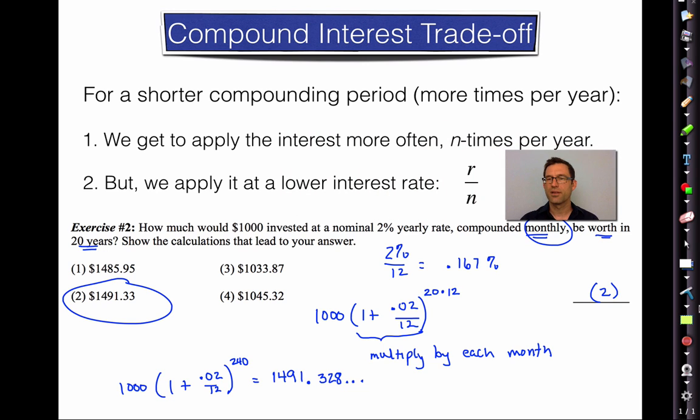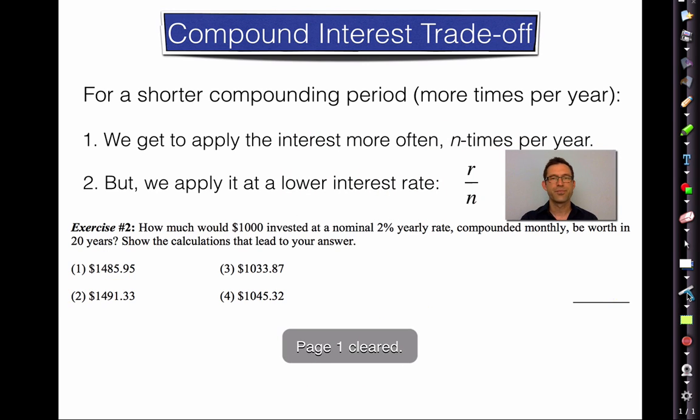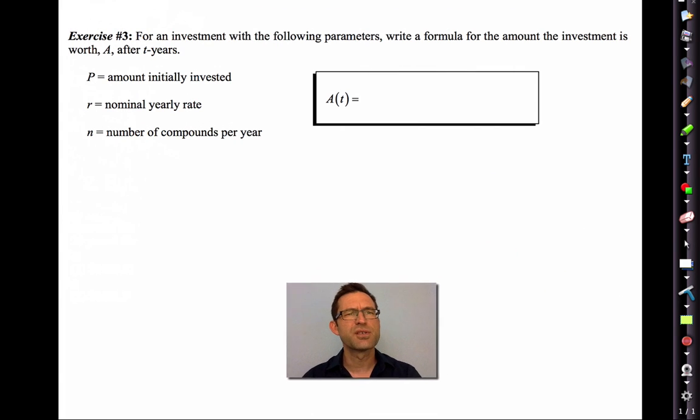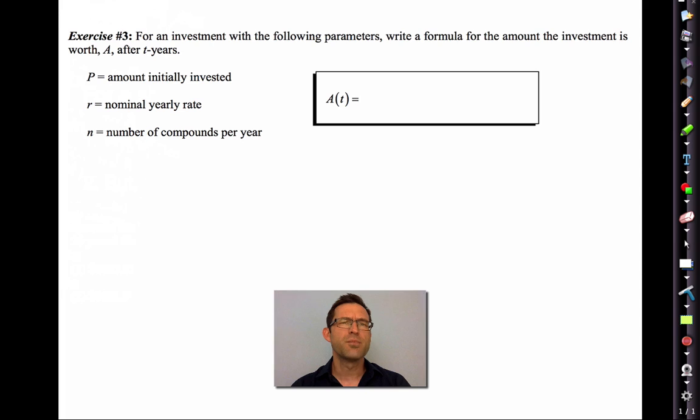Okay, let's clear out that text. And let's keep going. Exercise 3. For an investment with the following parameters, write a formula for the amount the investment is worth, A, after T years. So can you put this all into a formula?